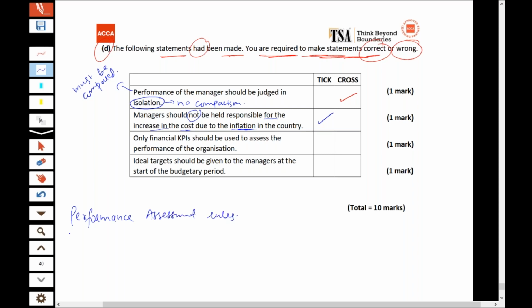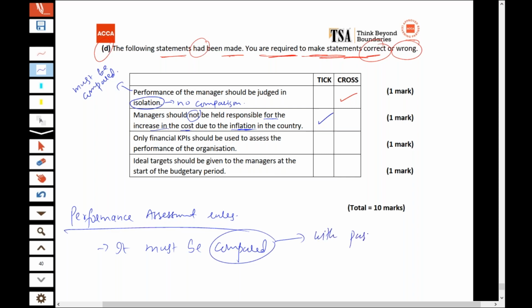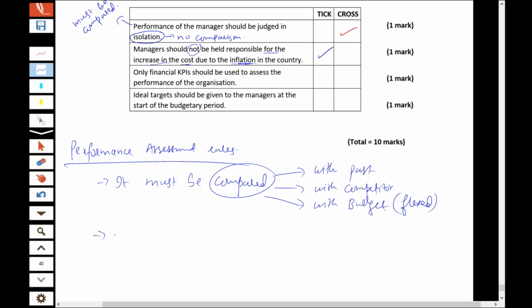I am writing a few things for the performance assessment rules. It must be compared: comparison with the past, not with the future, with the competitor, and comparison with the budget, and that budget should be a flex budget. So these are the comparisons. The next point is that assessment should be based on controllable factors, and inflation is an uncontrollable factor.